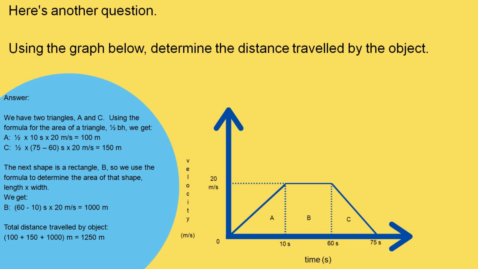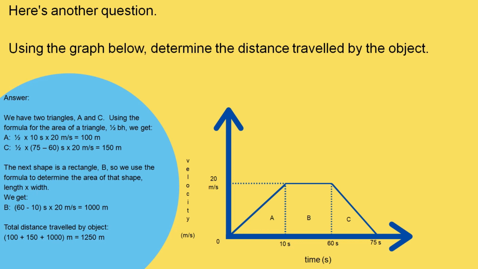Note well that to find time, you must minus 60 from 75 to account for the time between there only. The next shape is a rectangle, B. So we use the formula to determine the area of that shape, length times width. So we get B will be equal to 1000 meters. Note well, we accounted for the time between 60 and 10 seconds, which we get as 50 seconds.